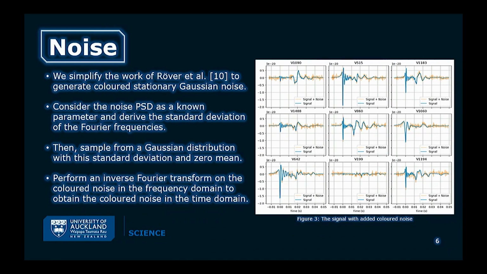The noise simulation is quite a complicated task. We just simplify the work of Röver et al. to generate colored stationary Gaussian noise by ourselves. We consider the noise PSD as non-parametric and derive the standard deviation of the Fourier frequencies. Then, we sample from the Gaussian distribution with standard deviation at zero mean. We perform an inverse Fourier transform on the noise in the frequency domain to obtain the noise in the time domain.